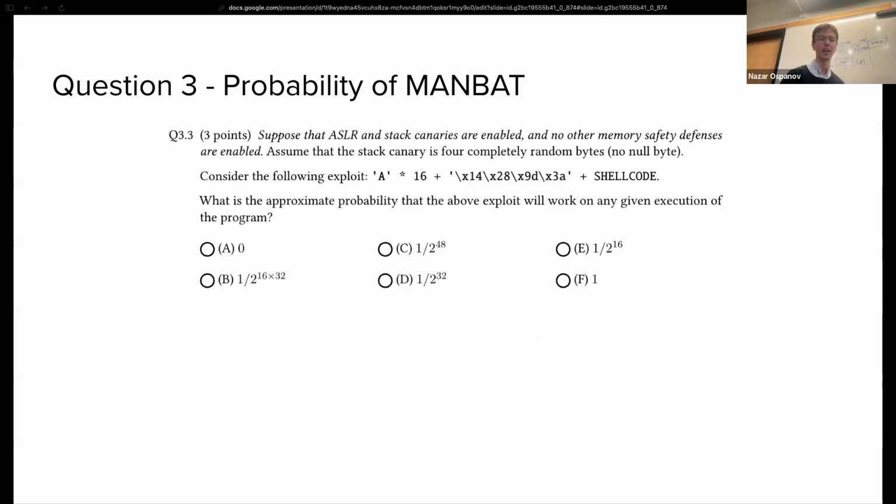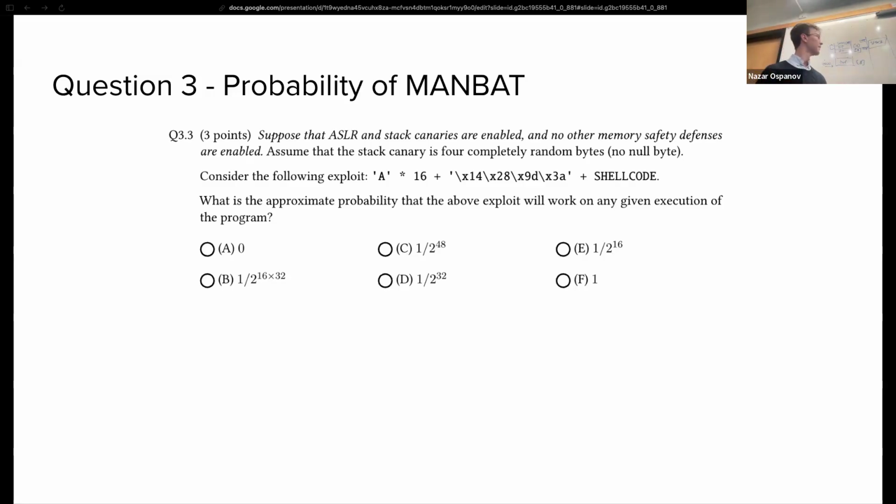So the question is, why do we add another factor of 2 to the 32? The reason we are doing it is that if stack canaries are enabled, then the operating system is going to go over your code and check if the canary is the same. If it's not the same, then we're going to error out and not continue executing any more code.